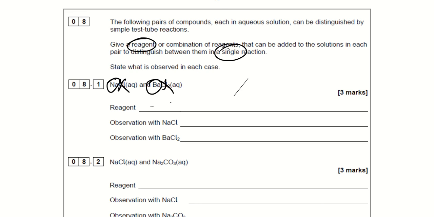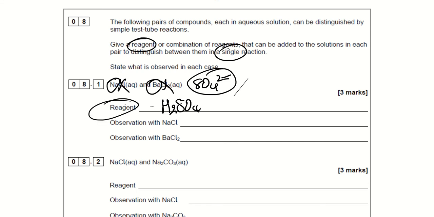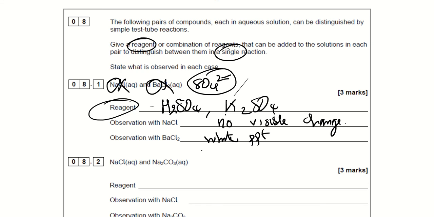So how do I test? Well, I would use something with sulfate ions in it, SO4 2-. Now, some of you did write sulfate ions here, but it asked for a reagent. You can't have a reagent of sulfate ions. You have to have something with sulfate ions in it. So sulfuric acid, for example, or another solution of sulfate ions. Now, sulfate ions will combine with barium ions, so with sodium they do nothing. There is no visible change here. And here you get a white precipitate. That's barium sulfate. So sulfate ions react with barium ions to give you that.